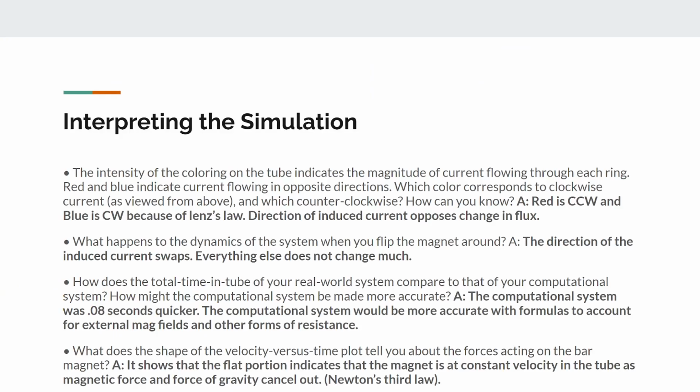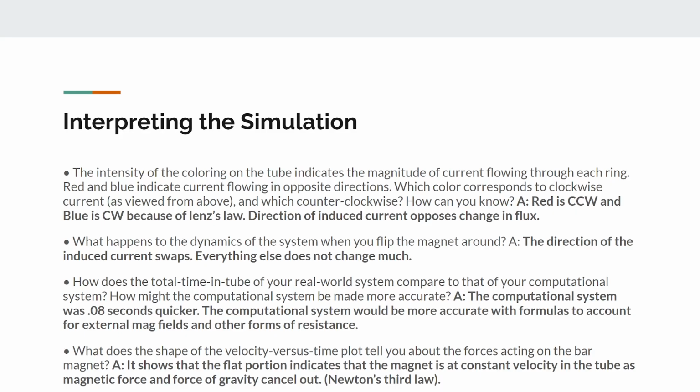Interpreting the simulation. What does each of the colors mean? Essentially, the red is the north and it's counterclockwise, and the blue is clockwise, and this is due to Lenz's law. The direction of the induced current opposes a change in flux. And then what happens to the dynamics of the system when you flip the magnet around? The direction of the induced current swaps, but everything else doesn't change much.